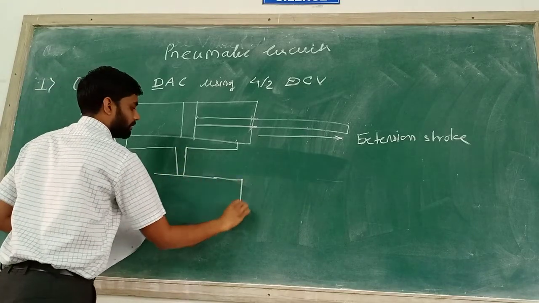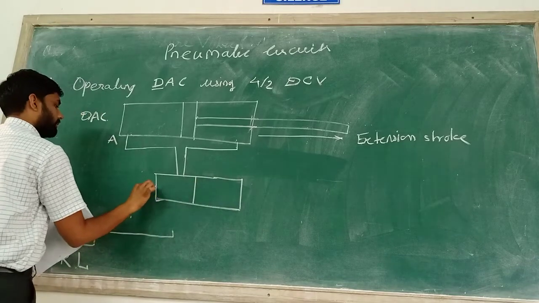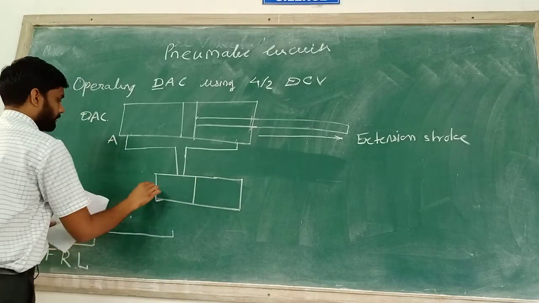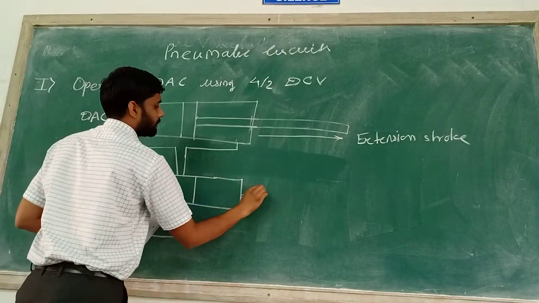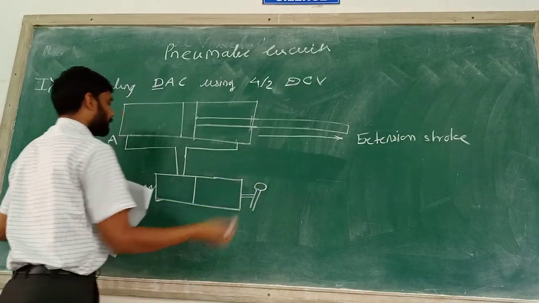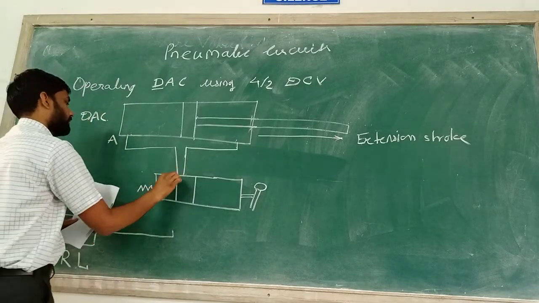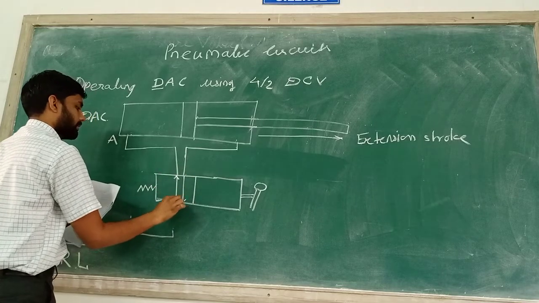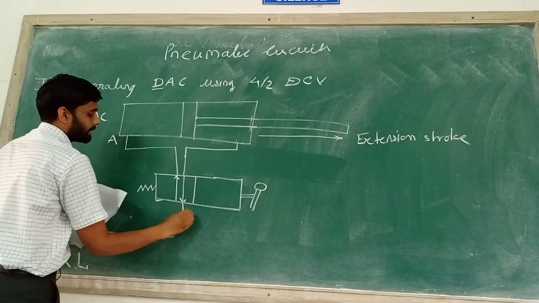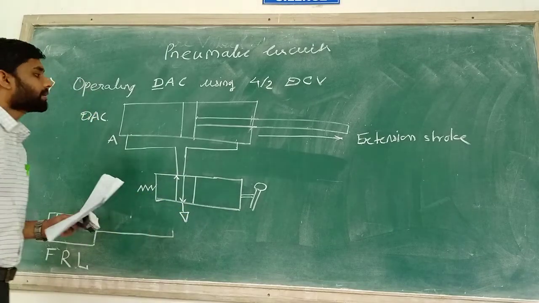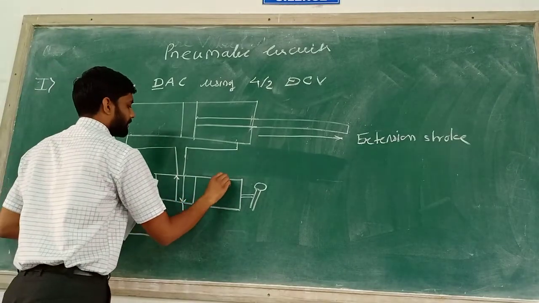So here I am going to draw. This is spring return operated by the lever. Okay, 4 means there will be the 4 ports. And this is connected again. This is the threaded air exhaust port. This is the one position, and the second position will be like this.